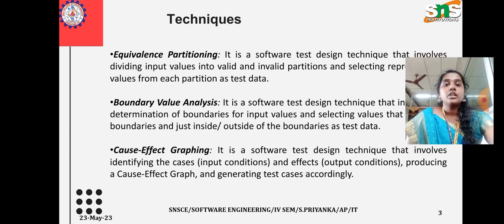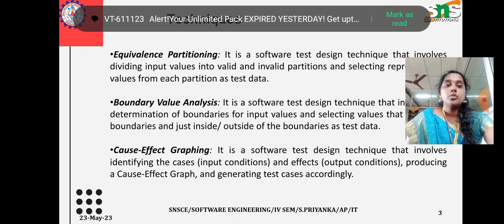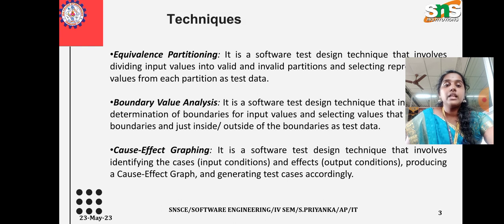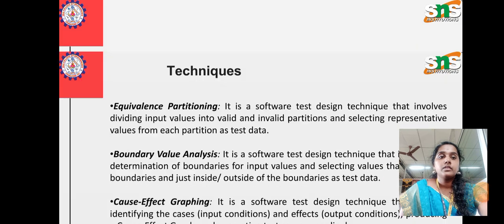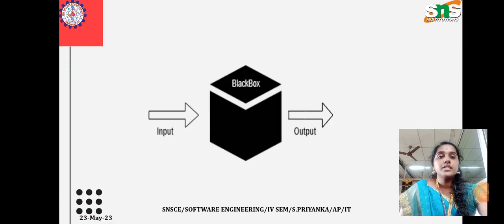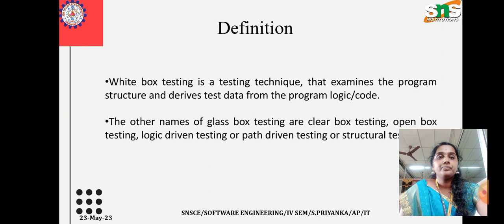Next is the cause effect graph. It is a software test design technique that involves identifying the causes, that is the input conditions, and effects, that is the output conditions, producing a cause effect graph and generating test cases accordingly. Next, this is just an outline of black box testing, that is your input is given and then the output is obtained.